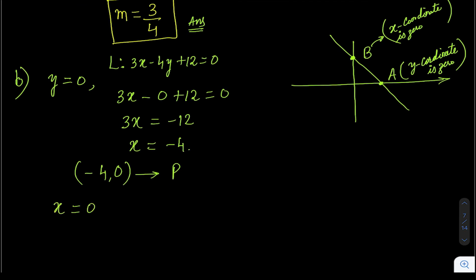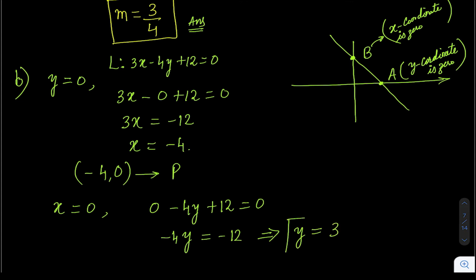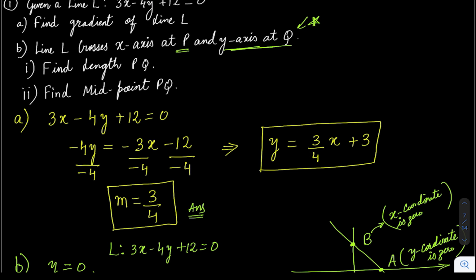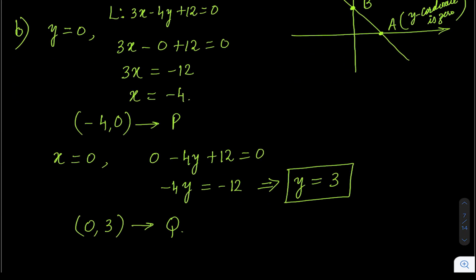Similarly, when x is 0, I can find the y value. When x is 0, I get 0 minus 4y plus 12 equals 0. So minus 4y equals -12. When you divide by -4, you get y = 3. So the y value is 3. It means when x is 0, y is 3. This is nothing but my point Q, which lies on the y-axis.